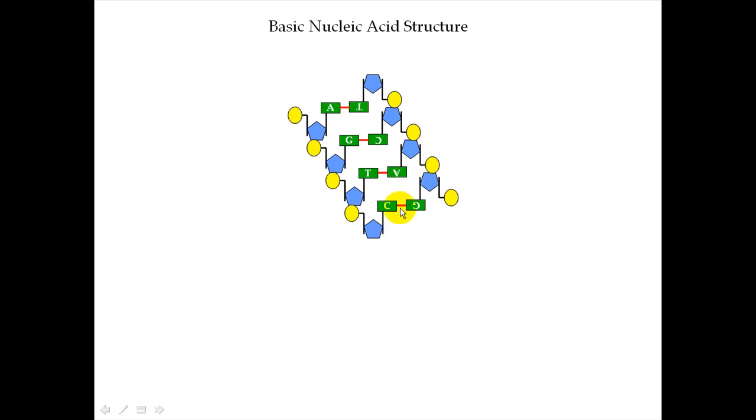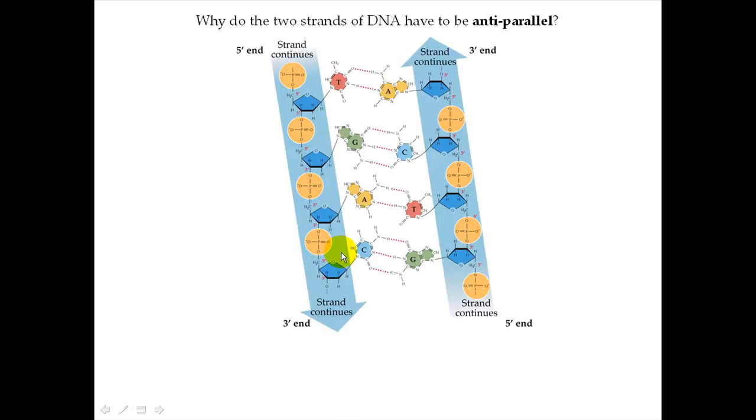To show a little better why this has to be the case, so why do the two DNA strands have to be anti-parallel in order for this hydrogen bonding to occur? How about if we show a different picture of DNA, one that will illustrate this better. So again, in order for one strand of DNA to bind to its complement, they have to be anti-parallel. So they look like they're running in opposite directions.